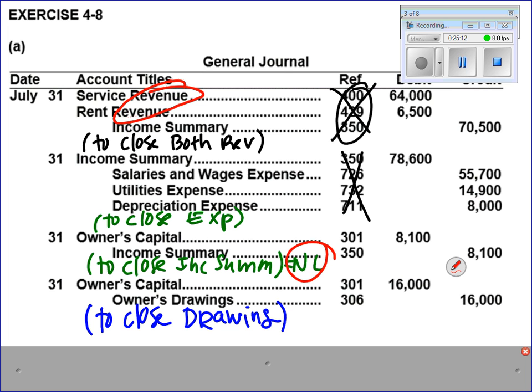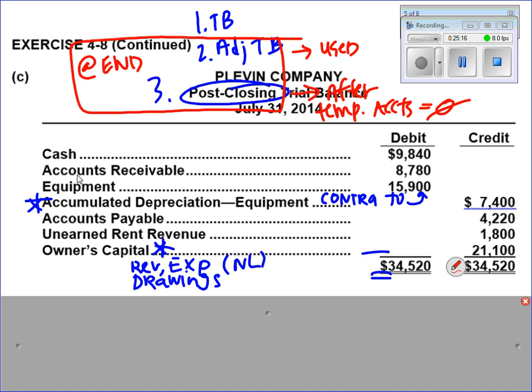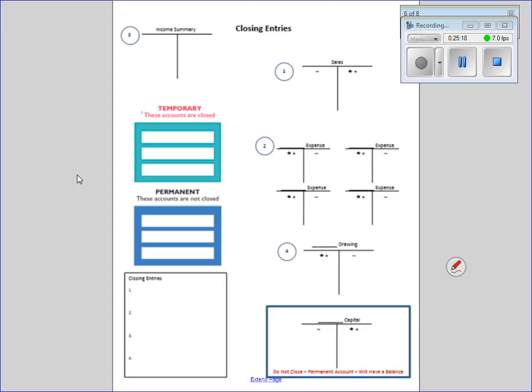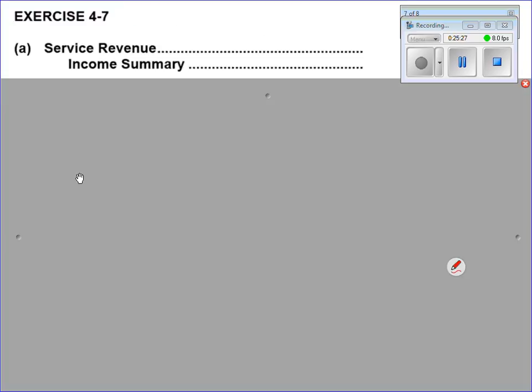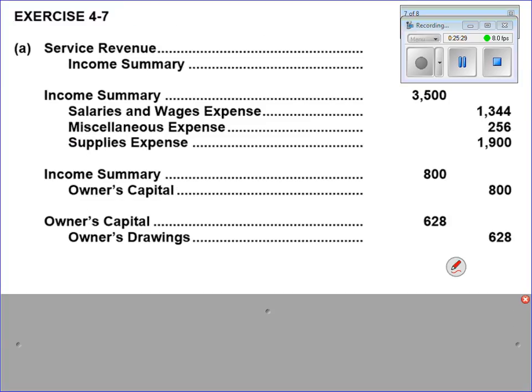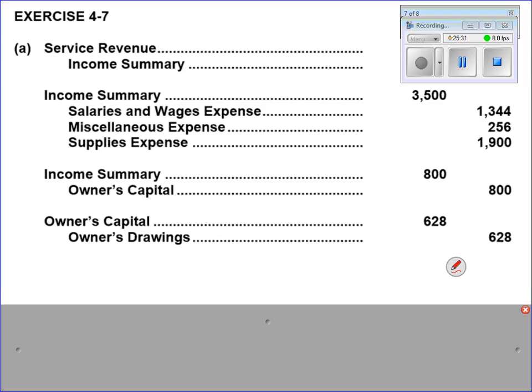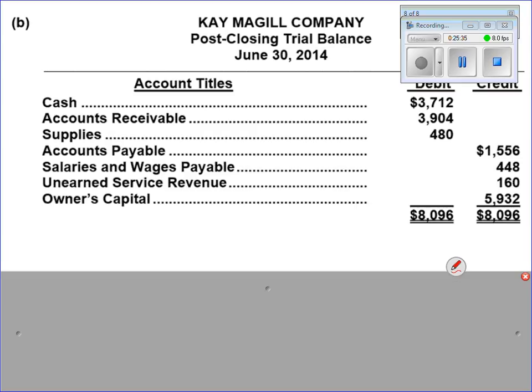I want you now to do the K-Mago company. This is available to you if you want it. You do not have to use it. If you can cruise through it without it, awesome. Okay. You'll just simply list the closing entries. And then you'll just do the post-closing trial balance.